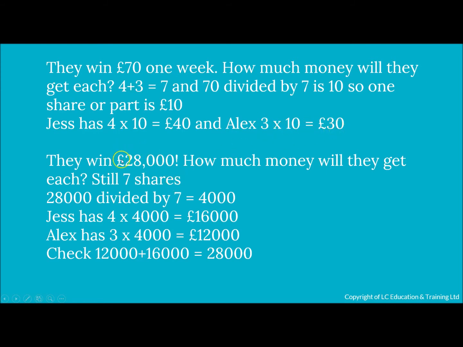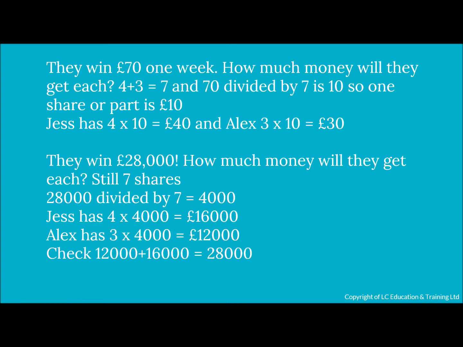Use that same idea for the £28,000. We still have 7 parts or 7 shares in total. We divide the 28,000 between those 7 shares. So each part or each share is worth 4,000. Jess has 4 of those, so 4 4,000s is 16,000. Alex has 3 4,000s, which is 12,000. And our check is to add those two up, and it should give us the 28,000 again.